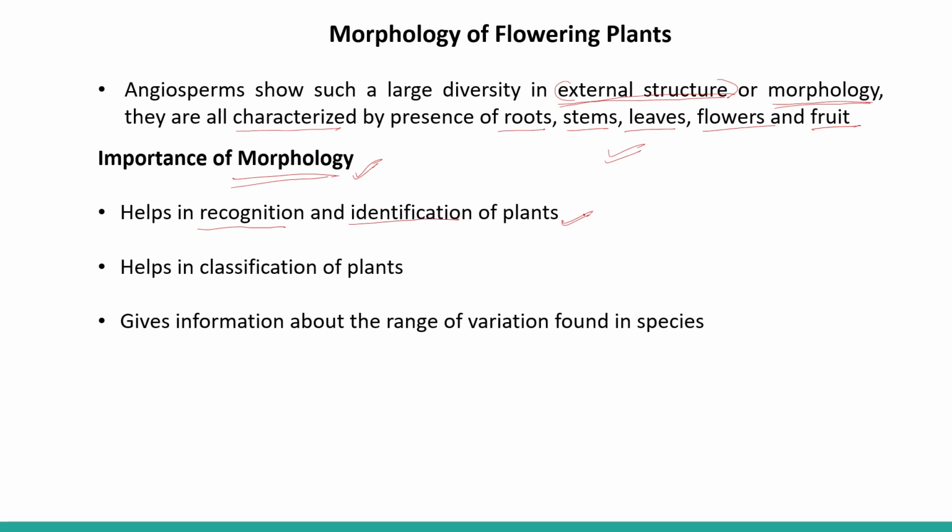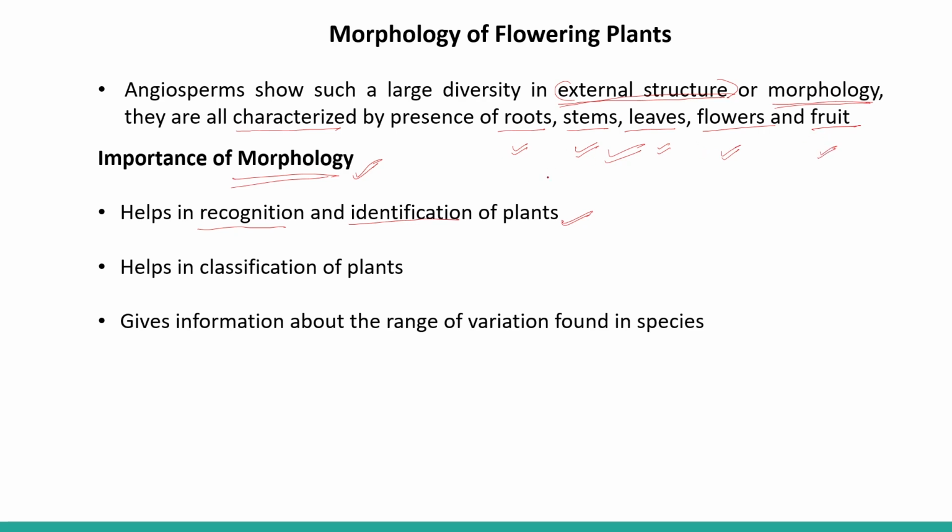If we have a plant which we do not recall or identify, we can study its root structure, what type of roots it has, its stem structure, what type of stems, and the leaves: what is the phyllotaxy, what is the arrangement of the leaves, what is the venation of the leaves. Then we will go to the flowers, what type of flower, whether it is pentamerous or trimerous, and also the fruits.